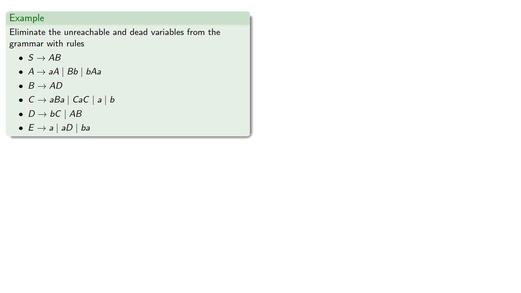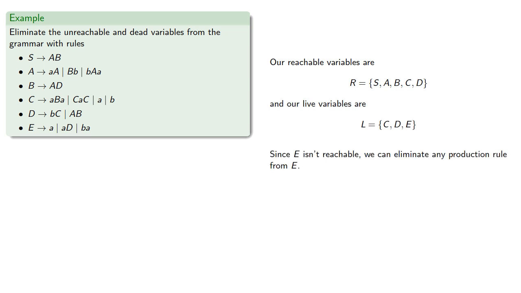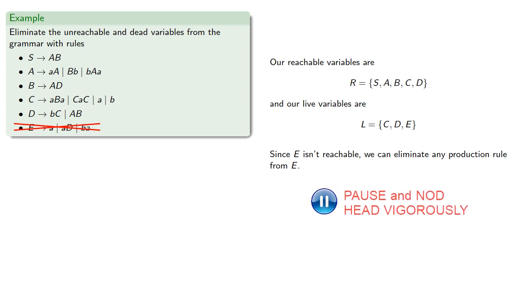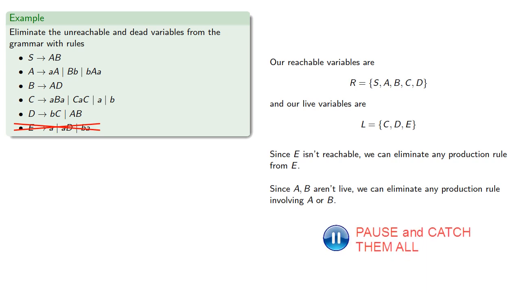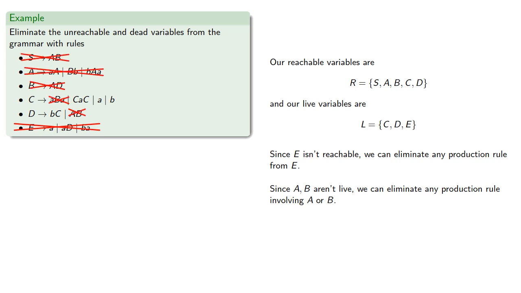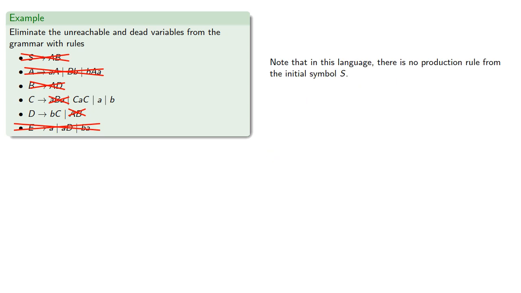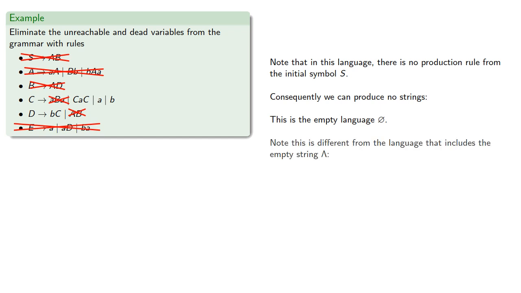So let's eliminate the unreachable and dead variables from our grammar. We have our reachable variables and our live variables. Since E isn't reachable, we can eliminate any production rule from E. And since A and B aren't live, we can also eliminate any production rule involving A or B because these won't lead to any acceptable string. Note that in this language, there is no production rule from the initial symbol S. Consequently, we can produce no strings at all. In other words, this is the empty language. And it's important to note that this is different from the language that includes the empty string. This language has no elements.